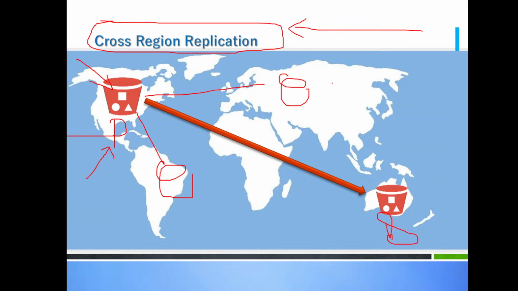The buckets can be in the same region, or they can be in different regions. Source and destination buckets can be in the same region, and the source and destination buckets can be in different regions. But this replication, cross region replication or replication service, is used to create another copy of your bucket. So anything you are uploading in this bucket will be copied into the target bucket.